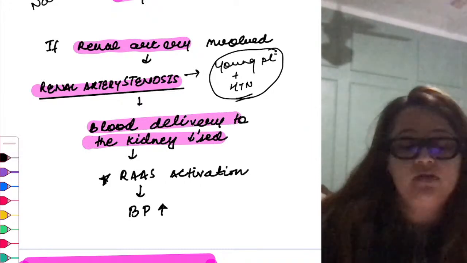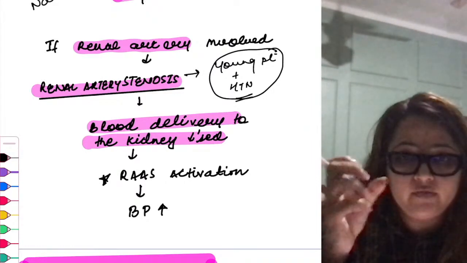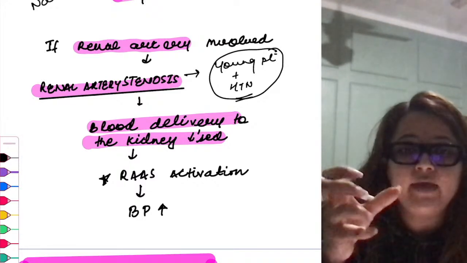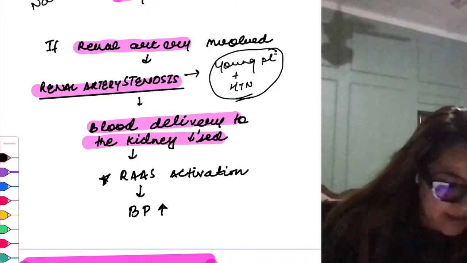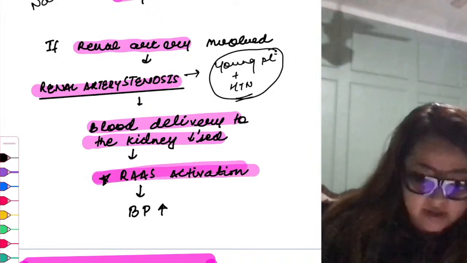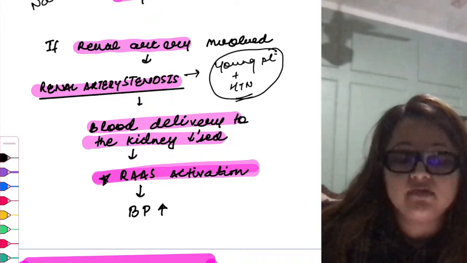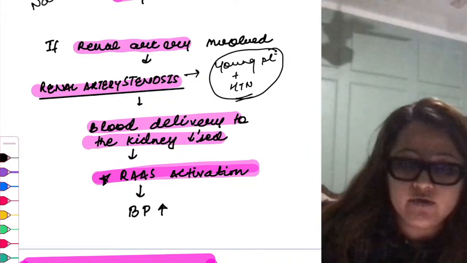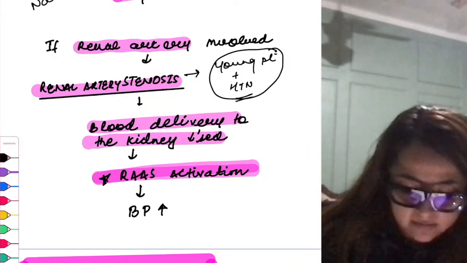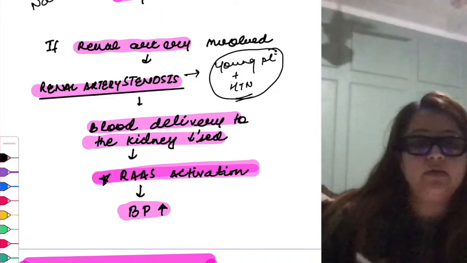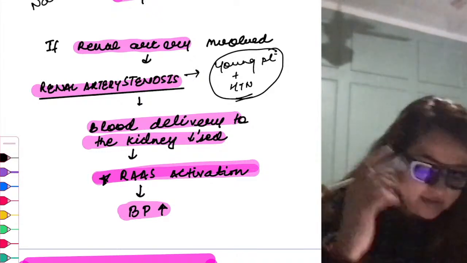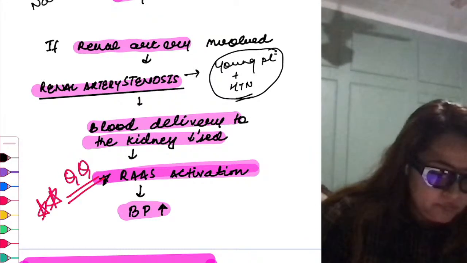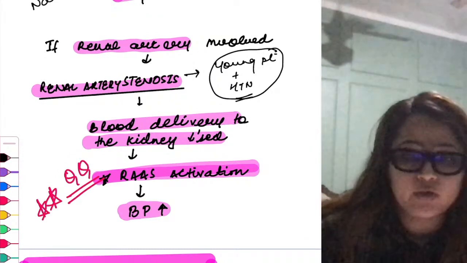If the perfusion to the kidney is reduced, this is one of the stimuli to activate the RAS. So what will happen here is RAS activation. RAS is the renin, aldosterone, angiotensin system. Ultimately, blood pressure will increase. Now, this is very high yield. Time and again, questions have been asked from this RAS. So if RAS is on your tips, you can solve this question.